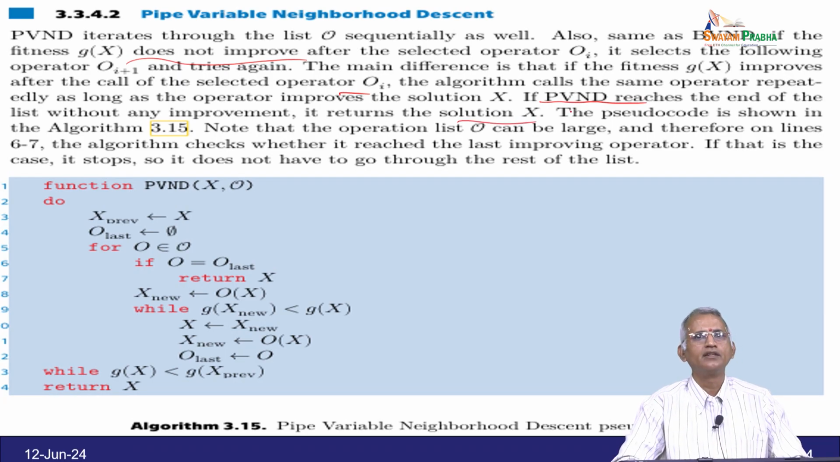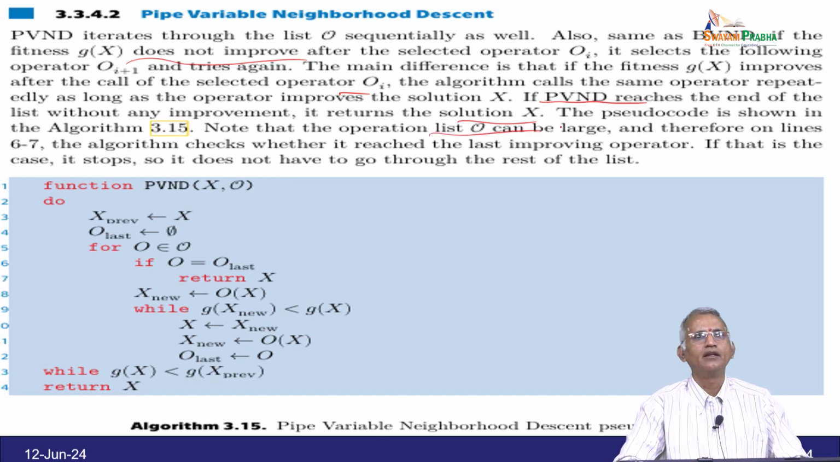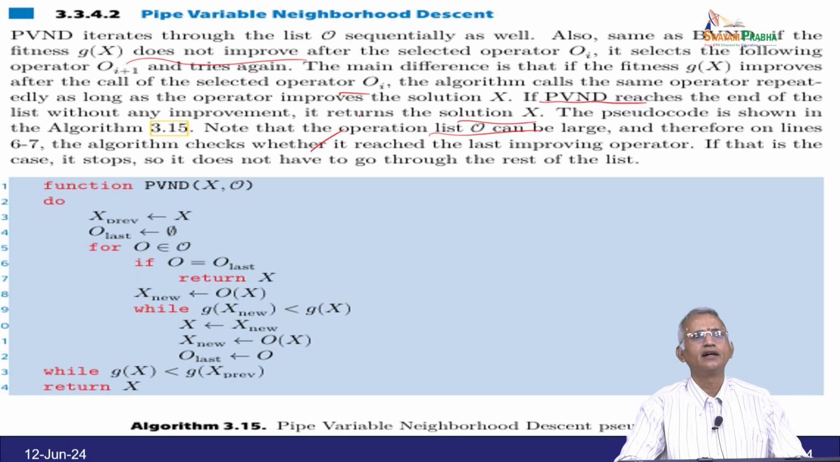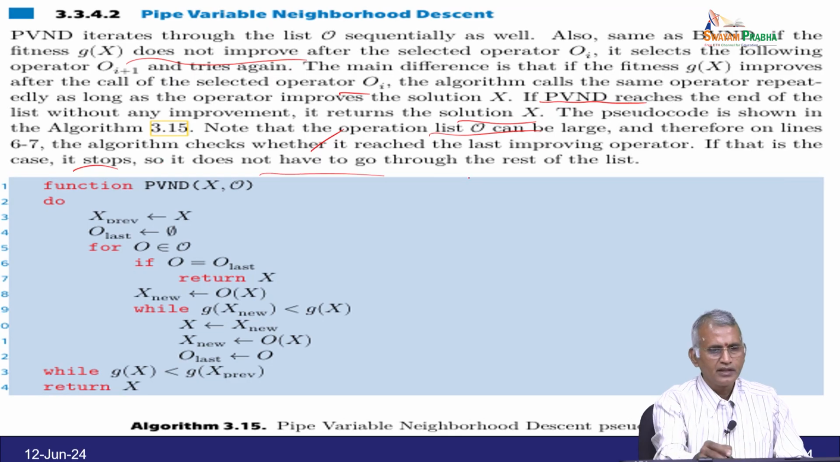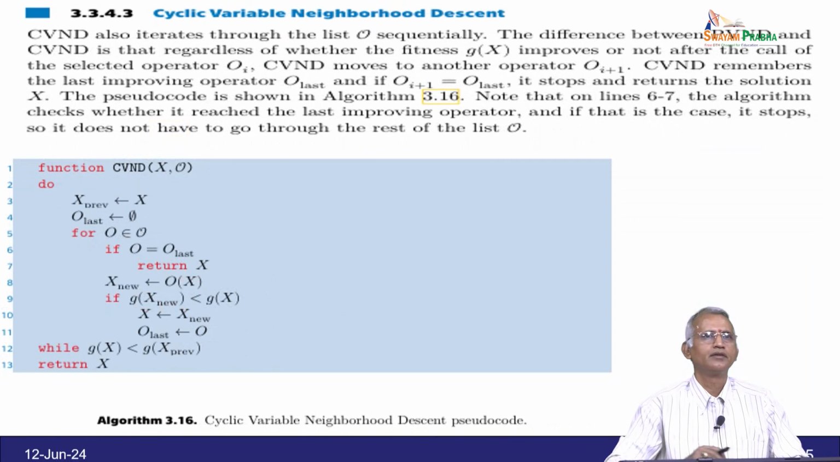The pseudocode is shown in the algorithm. Note that the operator list O can be large, and therefore, on lines 6 to 7, the algorithm checks whether it reached the last improving operator. If that is the case, it stops so that it does not have to go through the rest of the list. This is the pipe variable neighborhood descent pseudocode.